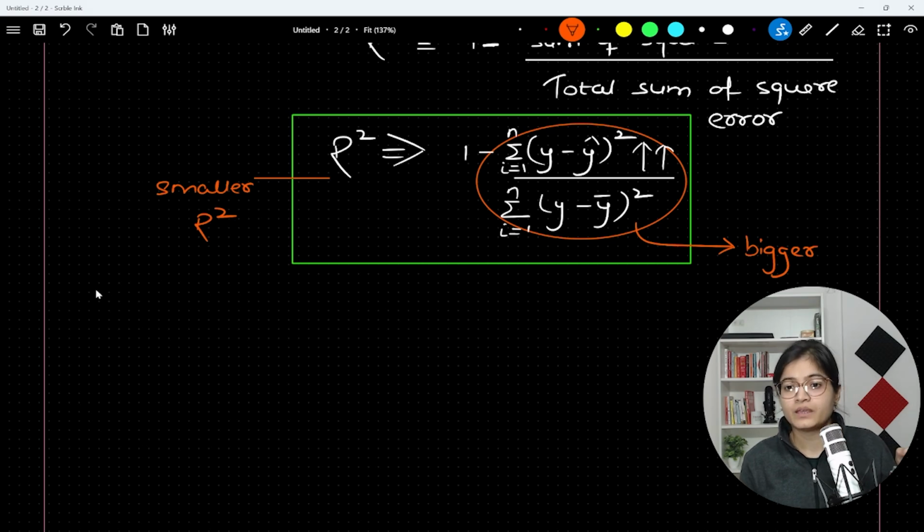The question is, do we have a scenario? Because an interviewer can ask you: are we expecting a higher value of r square, or are we expecting a lower value of r square?